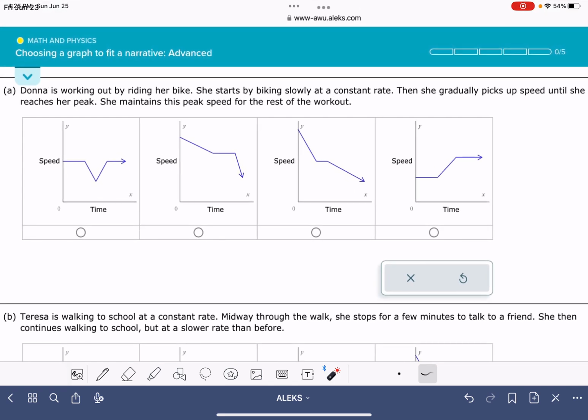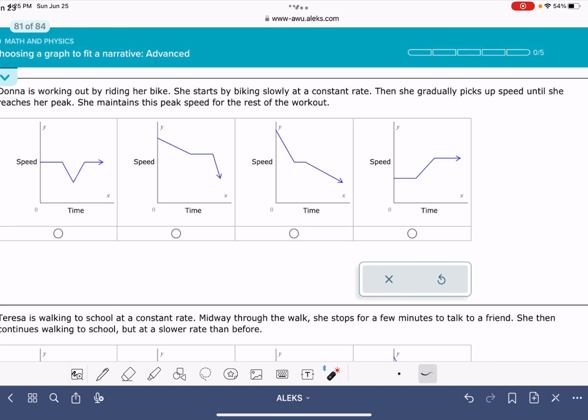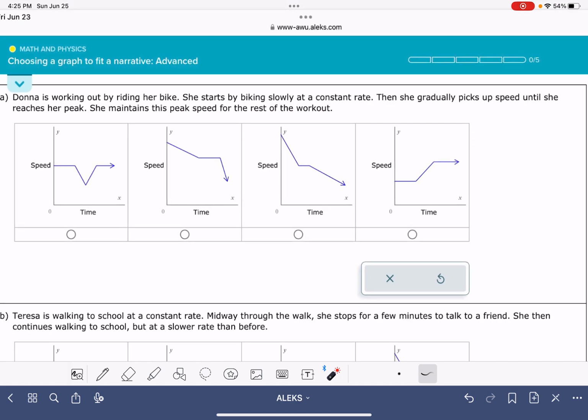You also need to pay attention to the axes on these graphs because they are different from one problem to the next. So the first problem is telling me she starts by biking slowly at a constant rate, then picks up speed, and then maintains peak speed for the rest of the workout. So I'm going to start with this. Starts by biking slowly at a constant rate. That means that I have a constant speed. That means that I'm not speeding up or slowing down initially.